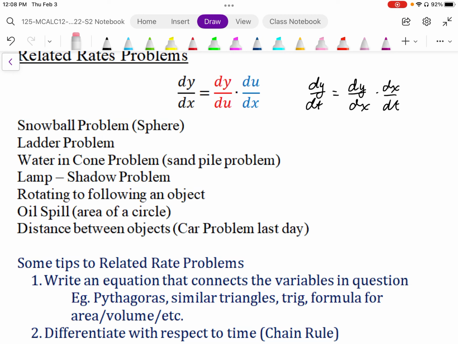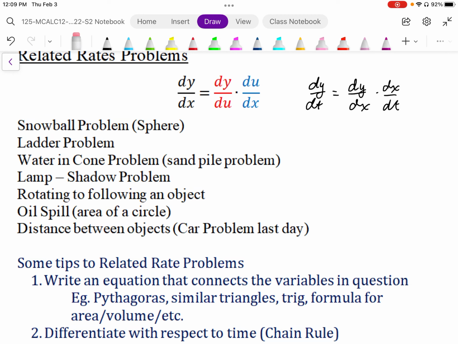The lamp shadow problem, where you have a person walking away from or towards a lamp and the length of the shadow changes. Rotating to follow an object. The typical example is a road, with a car driving down the road, and an observer who has to turn to watch that car come past. So that's rotating to follow an object, and again, that's a typical type of problem.